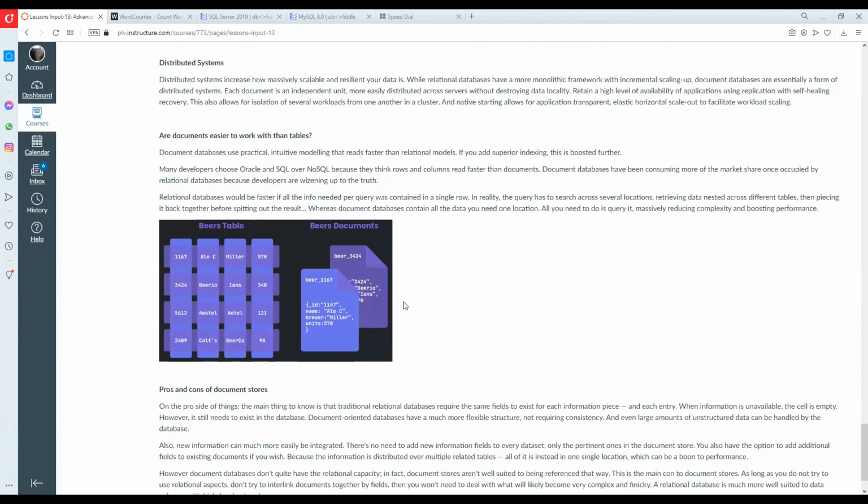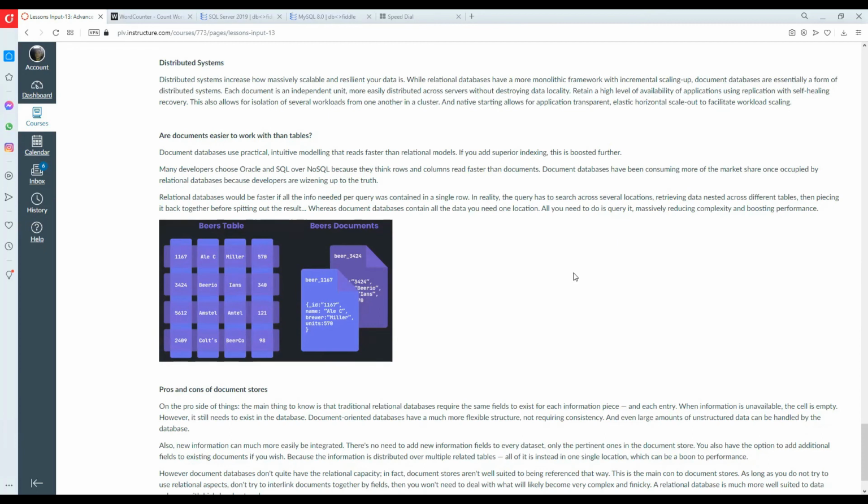Are documents easier to work with than tables? Document databases offer practical, intuitive modeling that reads faster than the relational model. If you add superior indexing, this is boosted further. Many developers choose Oracle and SQL over NoSQL because they think rows and columns read faster than documents. Document databases have been consuming more of the market share once occupied by relational databases because developers are wising up to the truth.